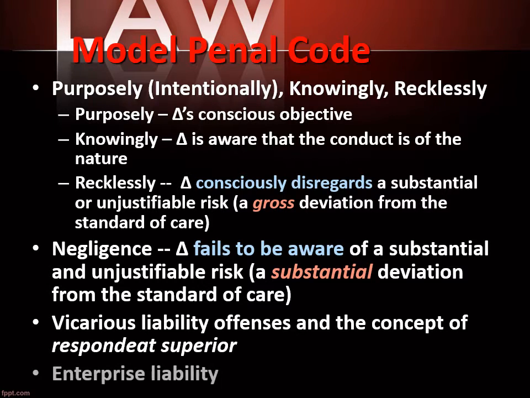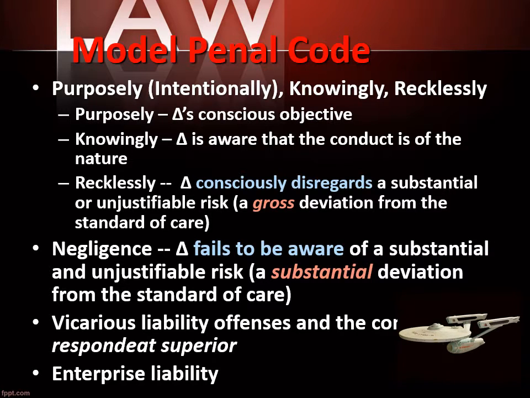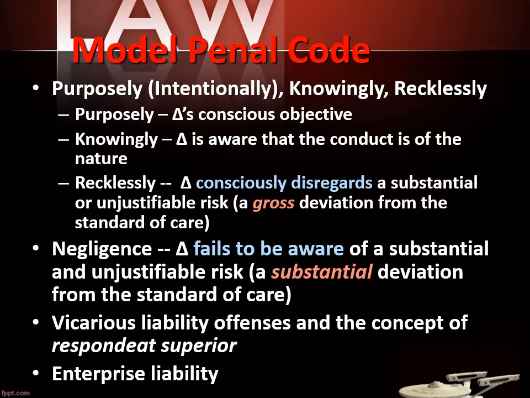And the final is enterprise liability. No, it has nothing to do with Star Trek. Enterprise liability is the liability of corporations and associations. At common law, corporations could not be found guilty because of, and here's your big word for today, the anthropomorphic fallacy. Corporations do not think. You cannot say they have a brain. They act, but common law had a hard time figuring out how they thought.